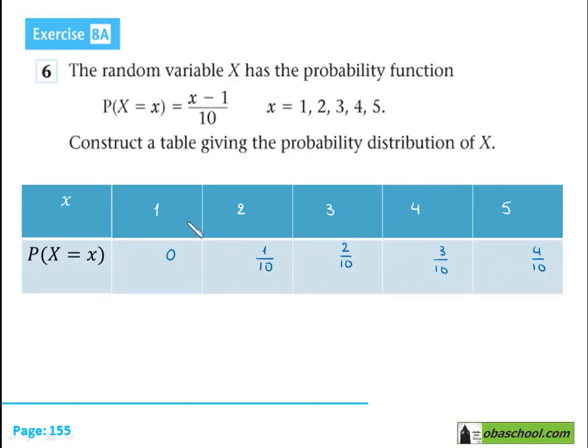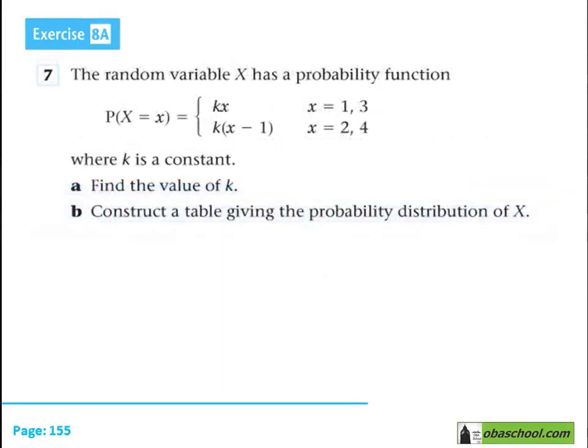We can add all these values in order to be sure of the answer. So, 0 plus 1 over 10 plus 2 over 10 plus 3 over 10 plus 4 over 10. The common denominator is 10. 0 plus 1 plus 2 plus 3 plus 4 is 10. So 10 over 10 is 1. That means this is the correct probability distribution. Let's move to the next exercise.